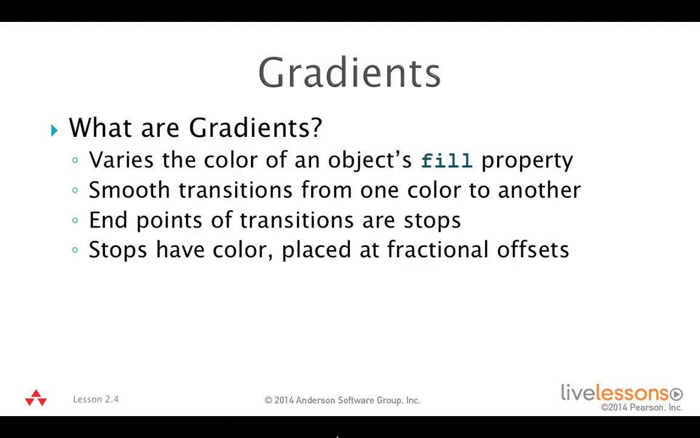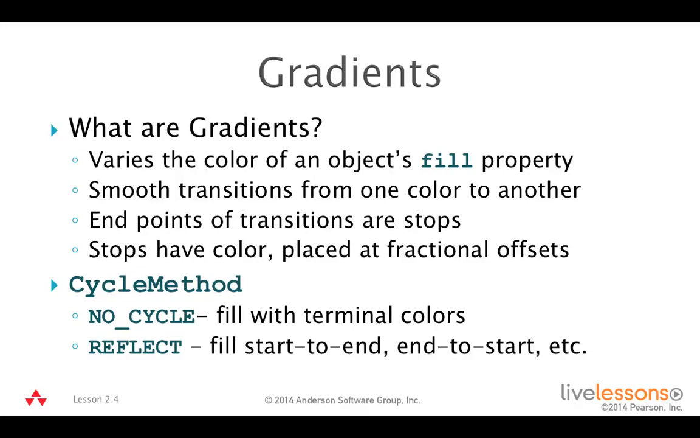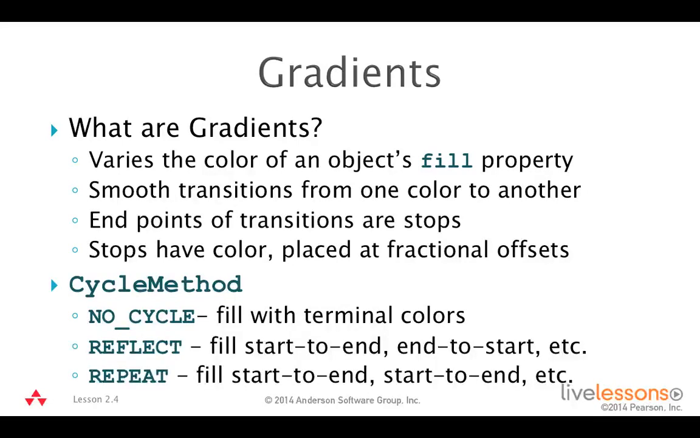Now, if a gradient doesn't fill an entire region, a cycle method has enums that specify how to fill it. No cycle fills the target region with terminal colors. Reflect reflects the gradient pattern start to end and end to start continuously until the target region is filled. And repeat repeats the gradient pattern until the target region is filled.